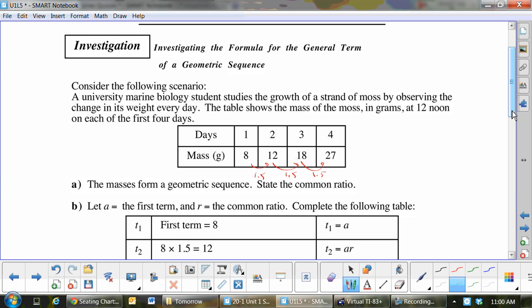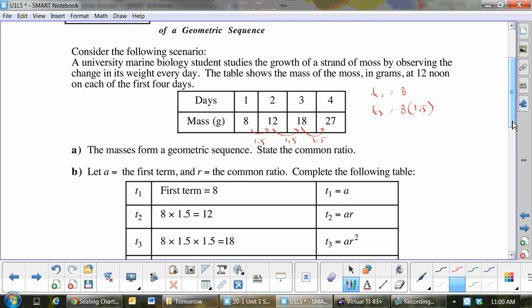So let's say that term 1 would equal 8. Now, term 2 would be 8 times 1.5. Does that make sense? Okay. How do you get term 3? Yeah, 8 times 1.5 times 1.5, which is 8 times 1.5 squared. How would you get term 4? 8 times 1.5 cubed. Okay?